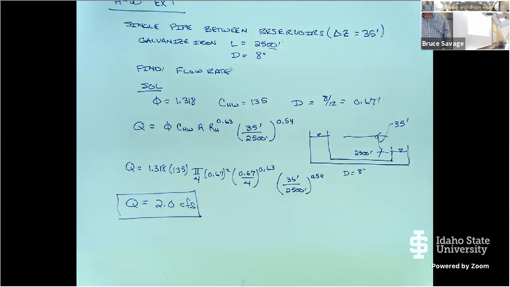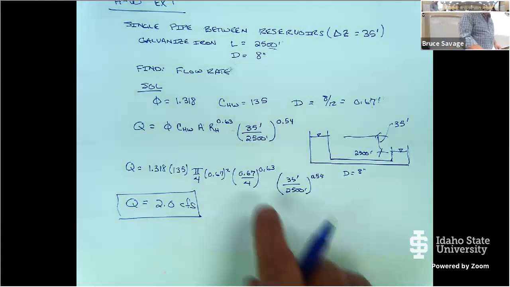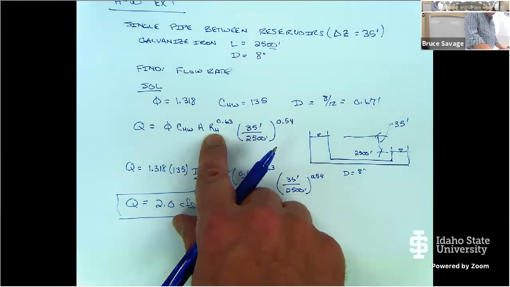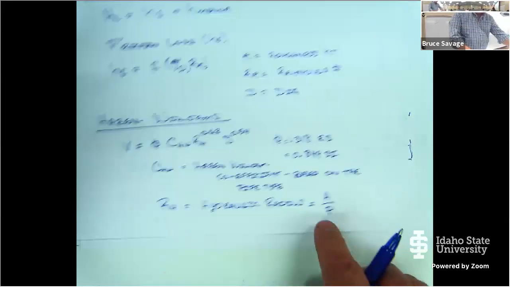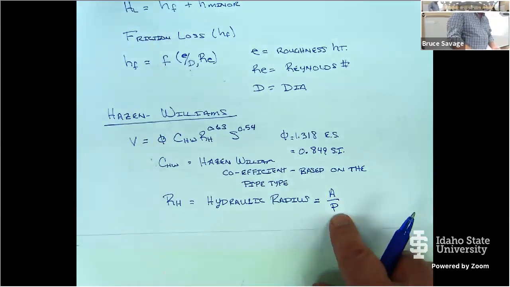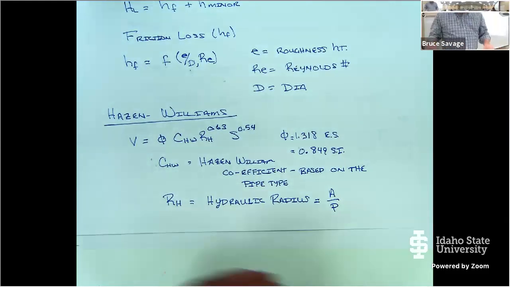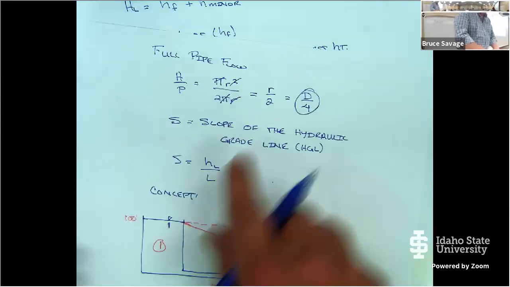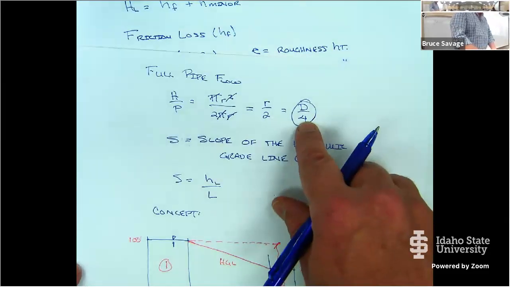Any questions on that? Where does the 4 come from? The 4 comes from the fact that we have to find the hydraulic radius. And the hydraulic radius we determined was equal to the area over the wetted perimeter, which we then determined, if we simplify it for full pipe flow, is D divided by 4.